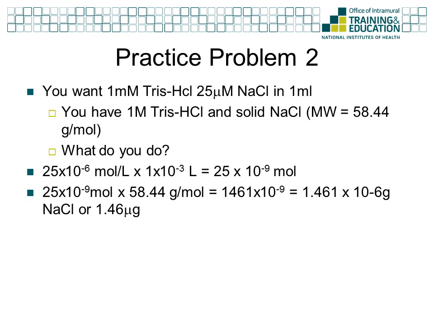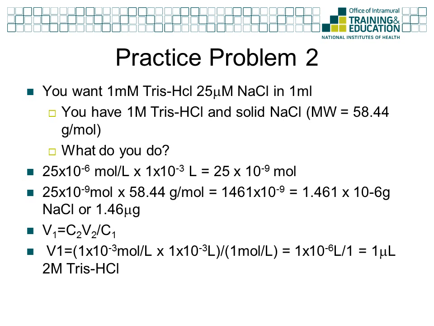Again, we use the equation C1V1 equals C2V2 rearranged to read V1 equals C2V2 divided by C1. We plug in our known numbers, 1 times 10 to the negative 3 moles per liter final concentration, 1 times 10 to the negative 3 liters for final volume, and divide that by 1 mole per liter initial concentration. The moles per liter will cancel out, and we will get 1 times 10 to the negative 6 liters divided by 1, or 1 microliter initial volume of our 1 molar tris HCl solution.